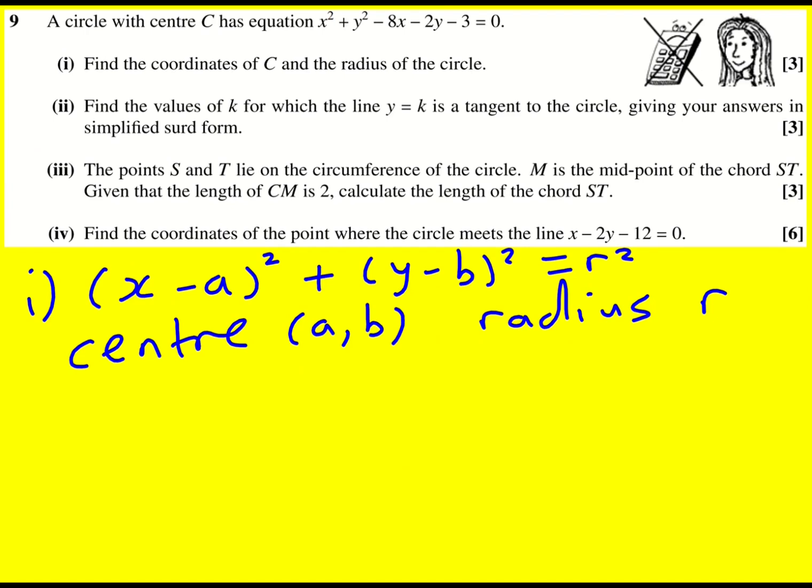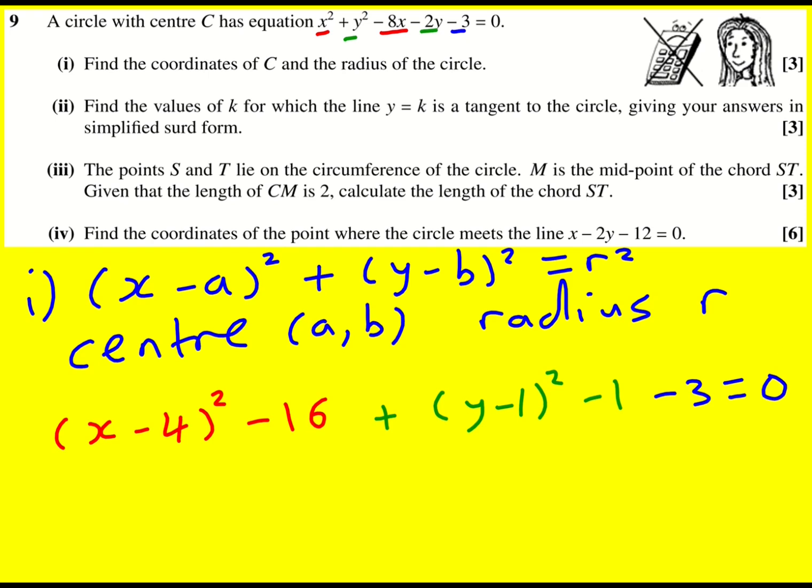So we need to try to get this equation up here in that form, and that's going to involve completing the square, because I've got an x squared and I've got a minus 8x, so that's going to be (x - 4)². Then I need to minus 16. So the red bit I've underlined is this red bit here. Then I can deal with the y. So I've got y minus 2y. It's going to be (y - 1)² minus 1. And finally, I've then got the minus 3. And it equals 0.